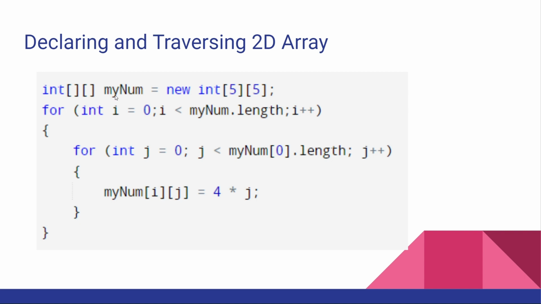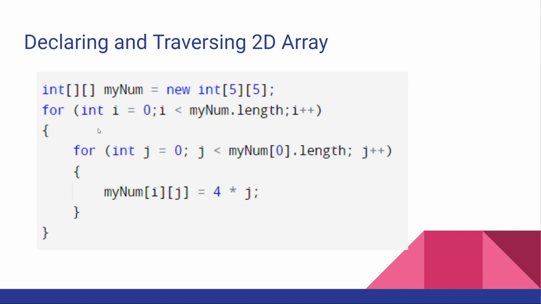And after that, the name of the variable, and then new int as usual, but now we have 2 square brackets. That means you have to mention the length and the width of your 2D array. So this provides you the row of your array, and this provides you the column. Now let's look at how we would loop through a 2D array.